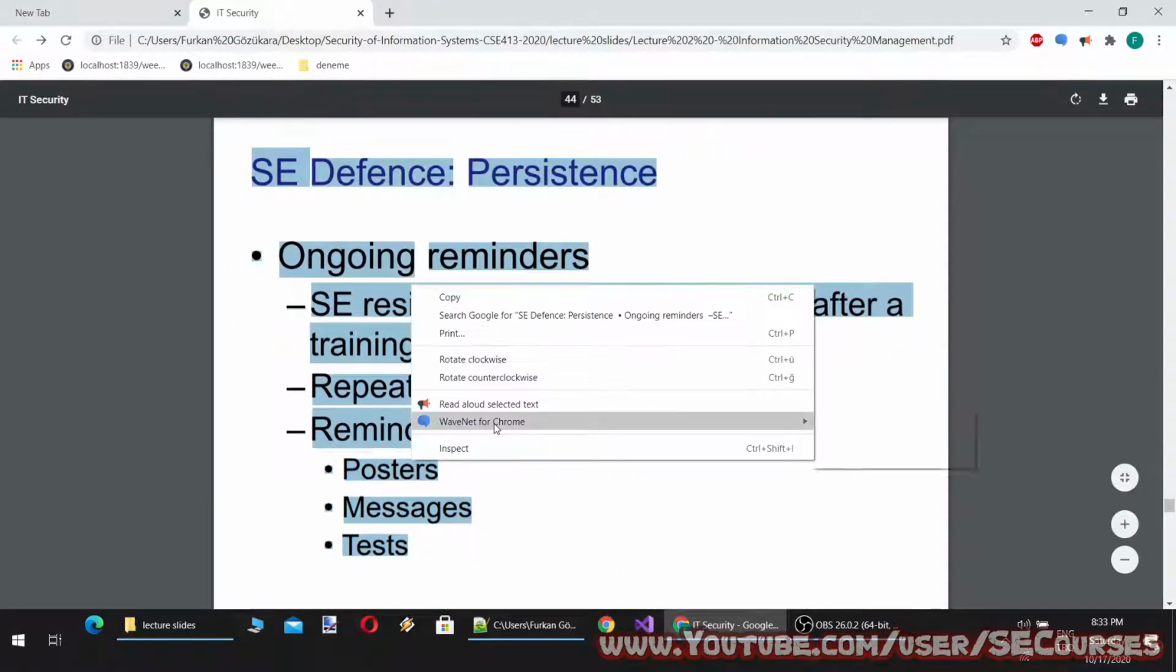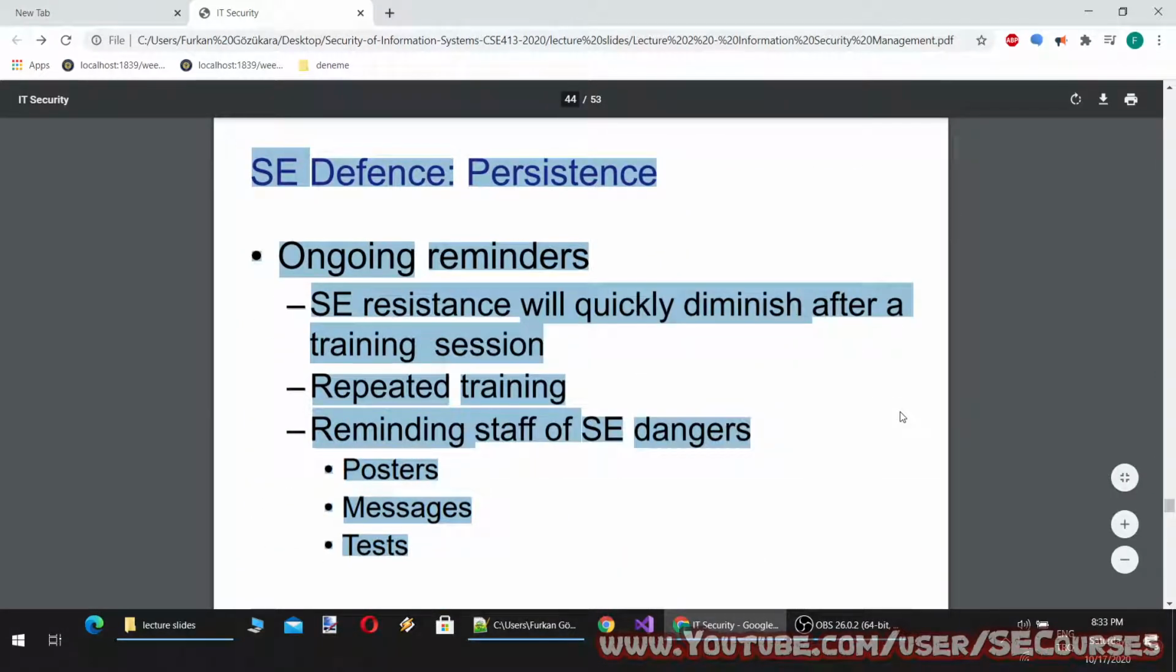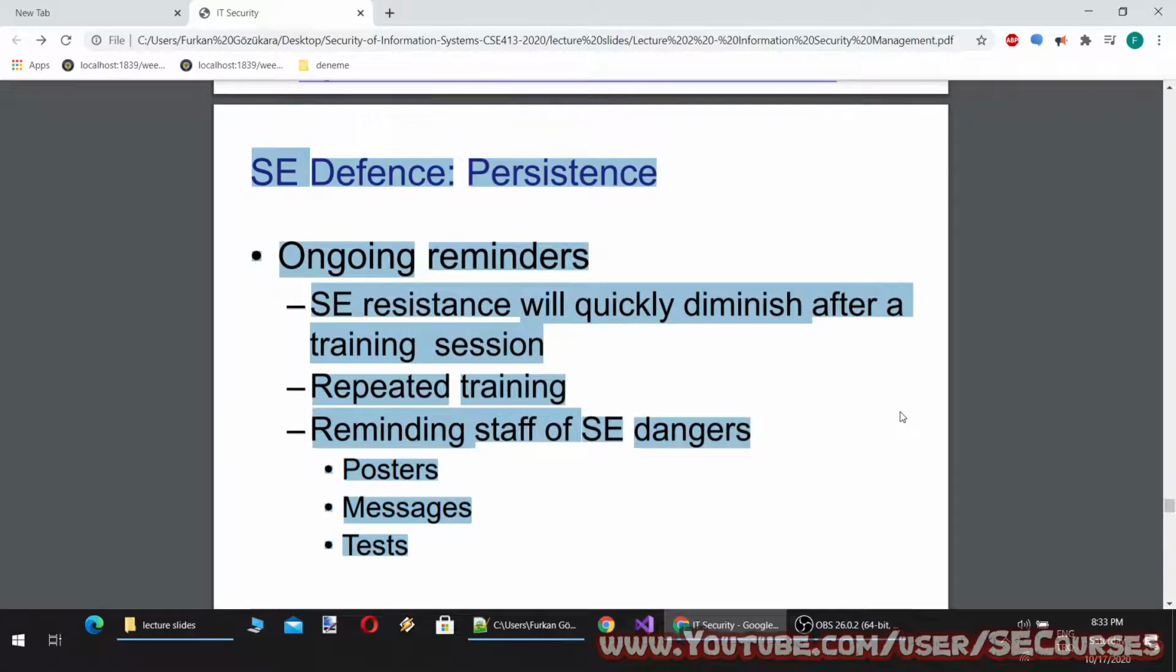SE Defense, Persistence: ongoing reminders. SE resistance will quickly diminish after a training session. Repeated training reminds staff of SE dangers, through posters, messages, tests. So you don't just leave the personnel alone after you gave them a training course. You have to continually remind them that they are always subject to social engineering attacks.